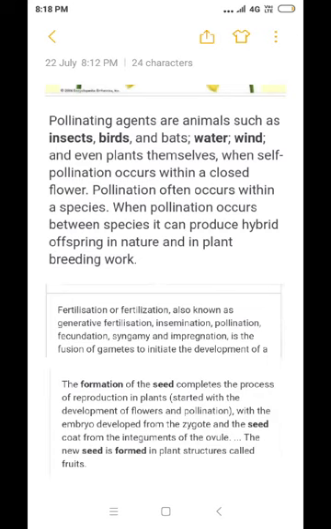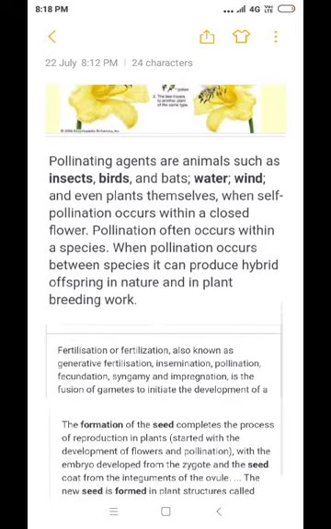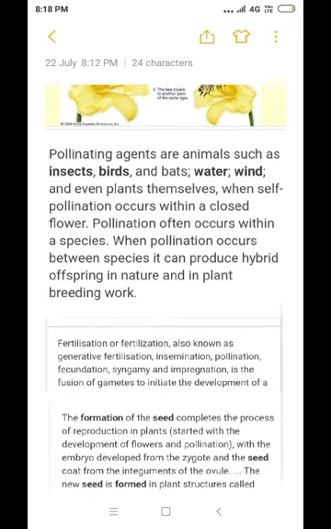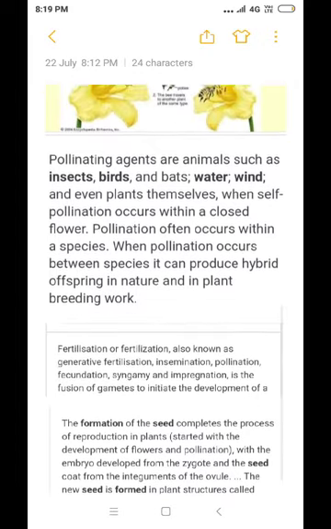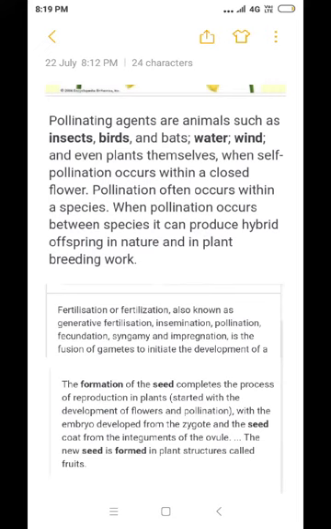Formation of seed completes the process of reproduction in plants, which was started with the development of flowers and pollination, with the embryo developed from the zygote and the seed coat from the remnants of the ovule. The new seed is formed in protective structures called fruits. It means when the formation of seed is finished, the seed grows into a new fruit.